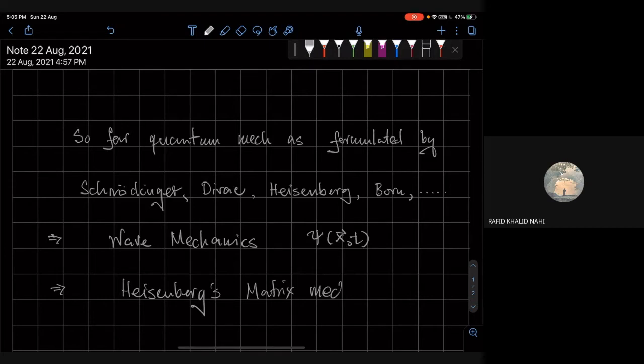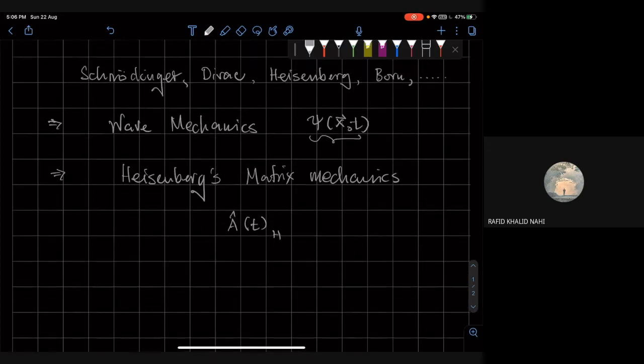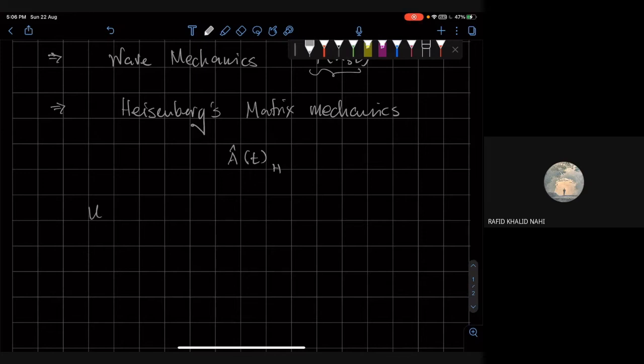And what is matrix mechanics? It's basically, instead of the time dependence being contained in the wave function, it's contained in the operators, the observables, okay? The observables become functions of time, and they satisfy an equation which is known as the Heisenberg equation of motion. And that formulation is unitarily equivalent to the wave mechanics. So these are unitarily equivalent.